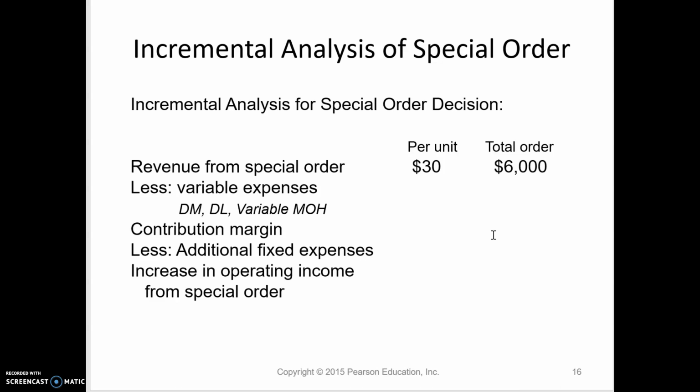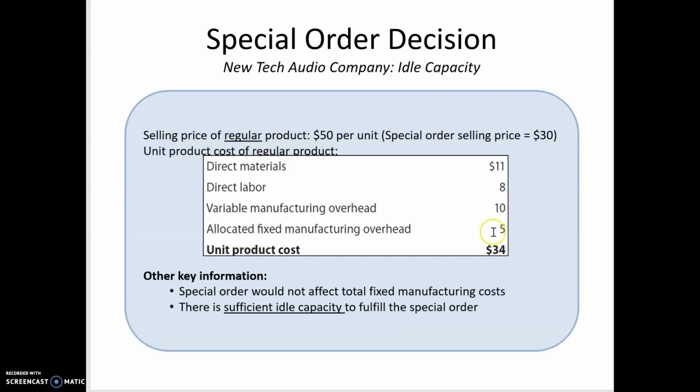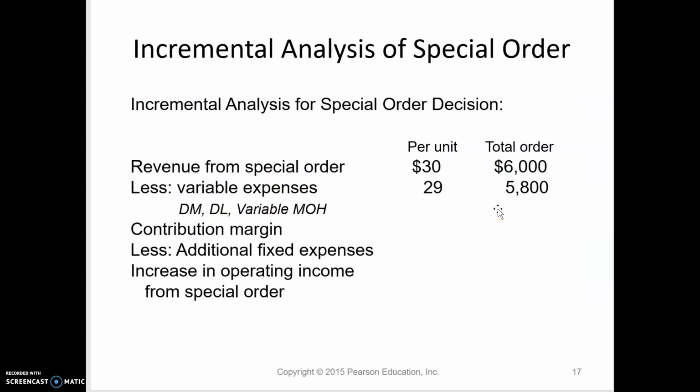So in our example here, we said it was $30 per unit. So for the 200 units, our revenue would be $6,000. Our variable expenses that we need to consider are the direct materials, the direct labor, and the variable manufacturing overhead. And so if we look here, 11 plus 8 is 19, plus 10, 29. So it was 29 per unit, 5,800 for the total order. So that left us with contribution margin of 1 per unit, 200 in total.